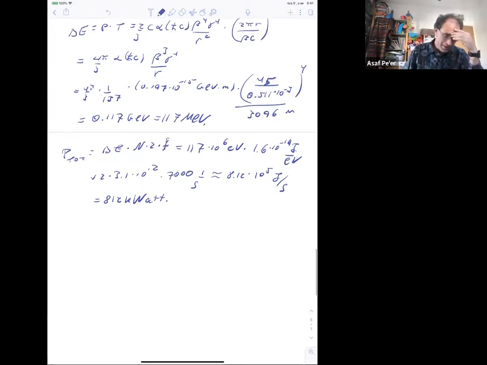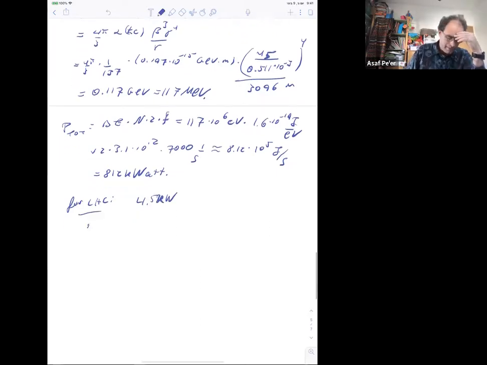I should mention that the newer one, the LHC, uses much less. It's 4.5 kilowatt. Although they reach higher energies, they're using protons, which are much more efficient, because we have the ratio of m electron over m proton to the 4. So it's about 10 to the minus 13, which they're gaining. And of course, the total number of particles in each bunch is much greater, but the frequency is different.